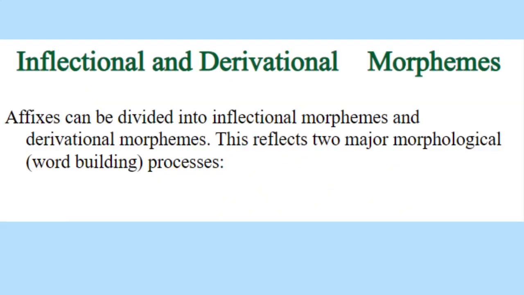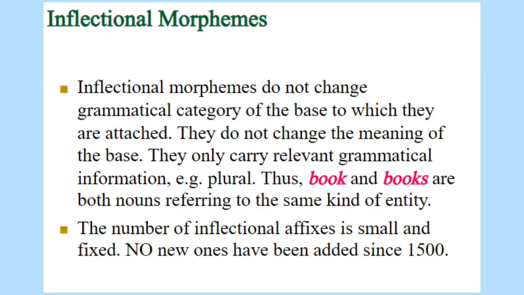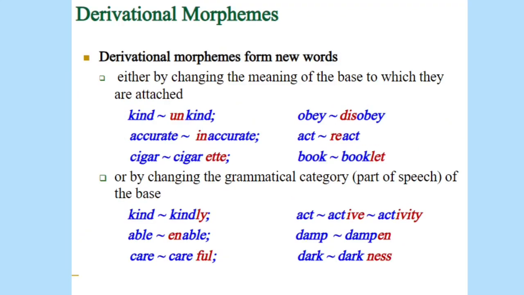Now let's see inflectional and derivational morphemes. Affixes can be divided into inflectional morphemes and derivational morphemes. This reflects two major morphological processes. Inflectional morphemes do not change the grammatical category of the base to which they are attached. They do not change the meaning of the base, they only carry relevant grammatical information. Example, plural form. Thus, book will be books. The meaning remains the same.